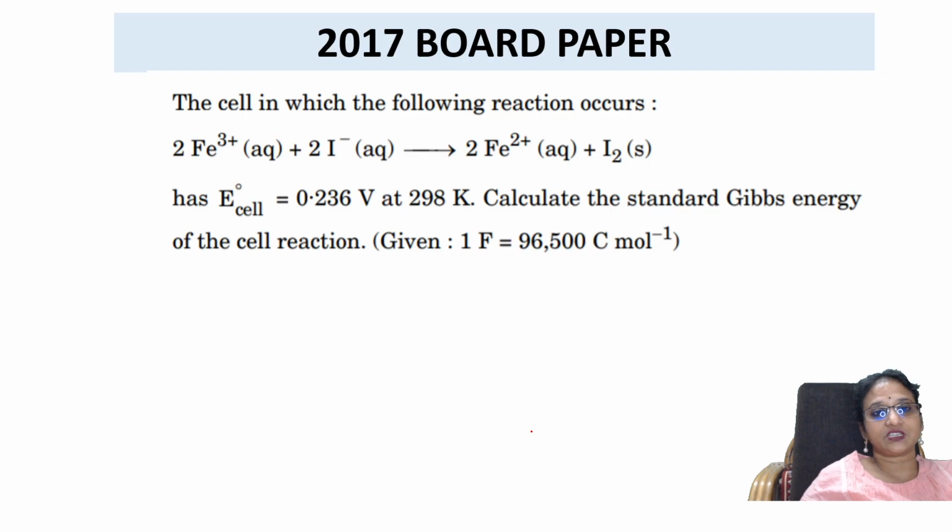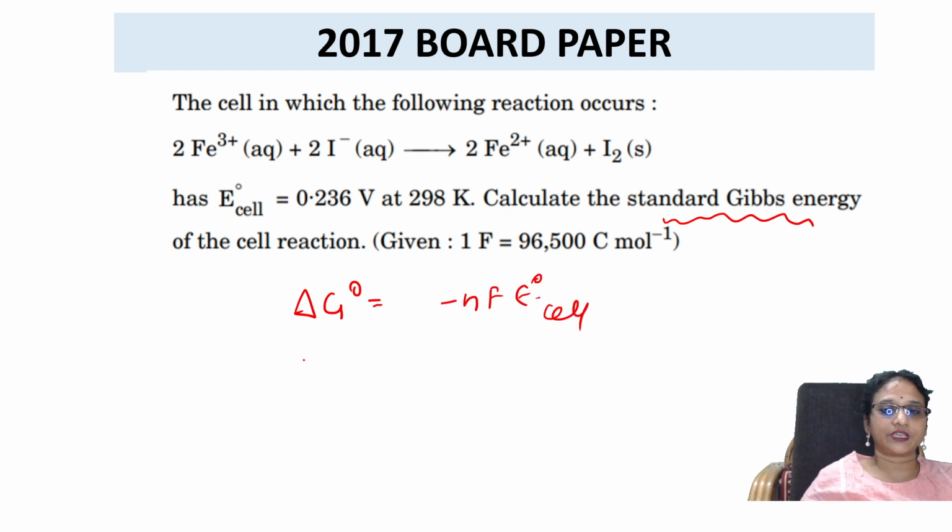Let us do the 2017 paper. The cell in which the following reaction takes place. Calculate standard Gibbs free energy. Easy. This is what I have to do. Let us check. In this case, how many electrons got transferred? See here, 2 electrons. 3 into 2, 2 into 4, 7 minus 2. It is almost 2 electrons got transferred.